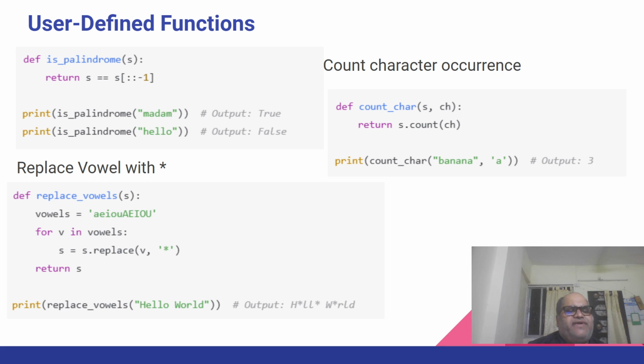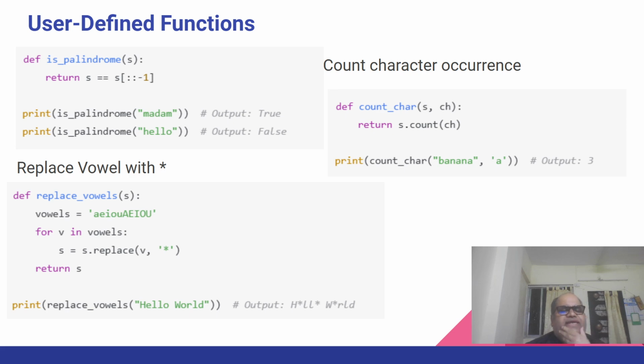Let us look at another one. Replace vowels with star. So what are vowels? A, E, I, O, U, and let us say we want to make it case insensitive. So let us say we have declared our vowels as a, e, i, o, u, and then capital A, E, I, O, U. So our question is to replace vowels with a star. How can you do it?